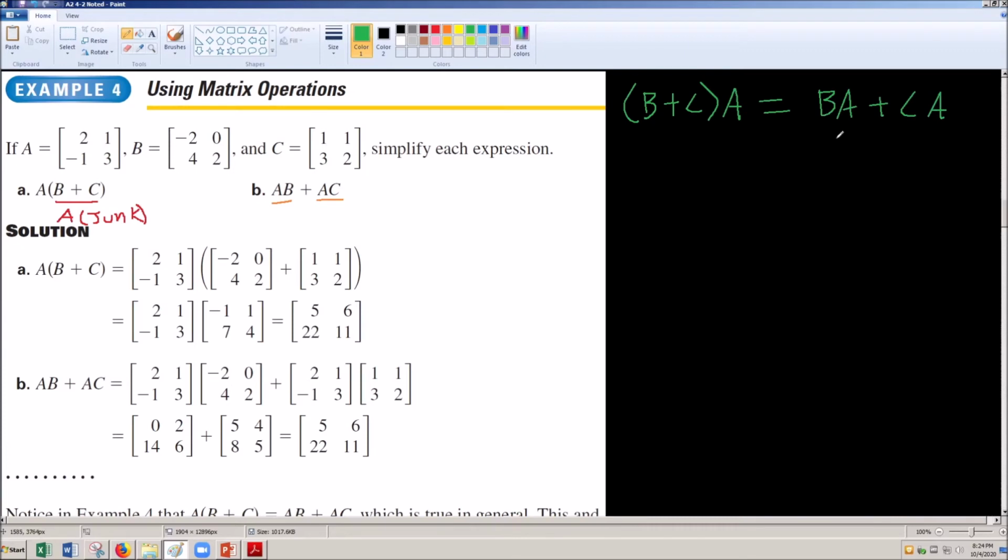Different than if I were doing it from the left. Okay, so A times B plus C gives me AB plus AC. If I did B plus C times A, it's going to give me BA plus CA. So just keep in mind they're two different things.